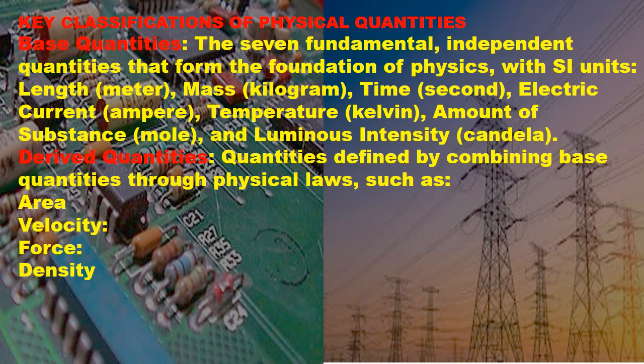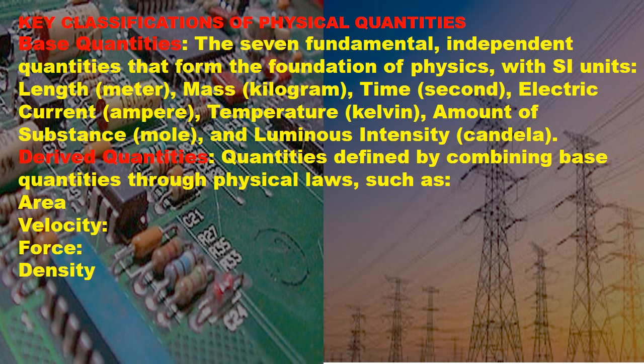Physical quantities, we have two types, like I've explained earlier. Base quantities, the 7 fundamental independent quantities that form the foundation of physics with SI units: length, meter; mass, kilogram; time, second; electric current, ampere; temperature, Kelvin; amount of substance, mole; and luminous intensity, the measure of the brightness of light, candela. These are all 7 basic quantities.